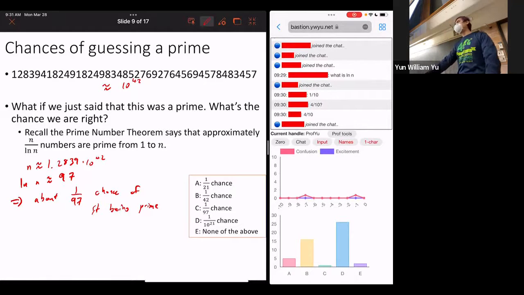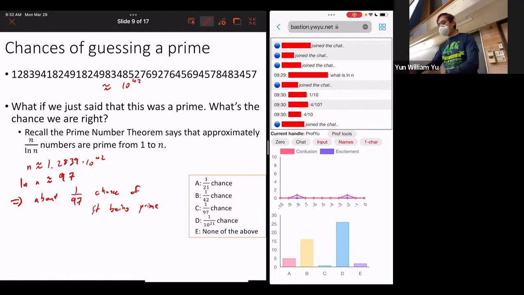Does that make sense? I think this is a little bit confusing of a concept, so please ask me if you're having trouble with this or you need me to explain it slightly differently. So again, the basic idea is that prime numbers are rare, but they're not that rare. And so there are a lot of prime numbers.